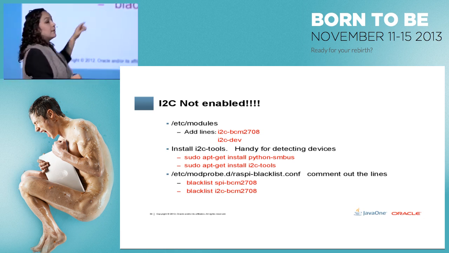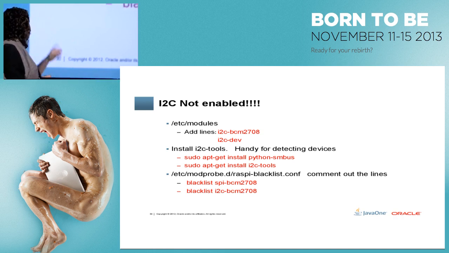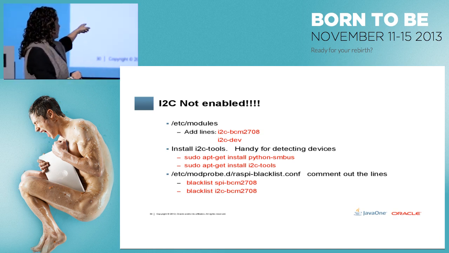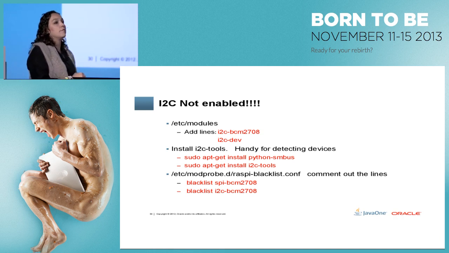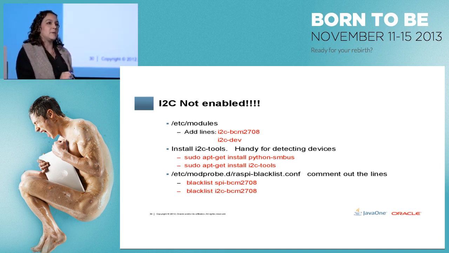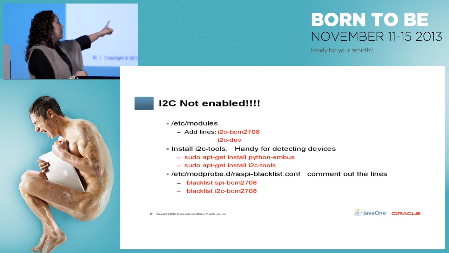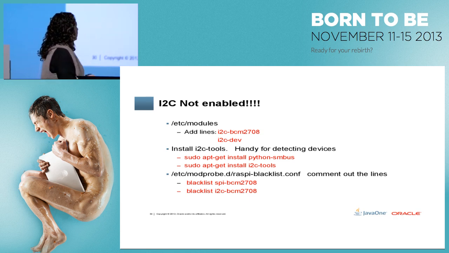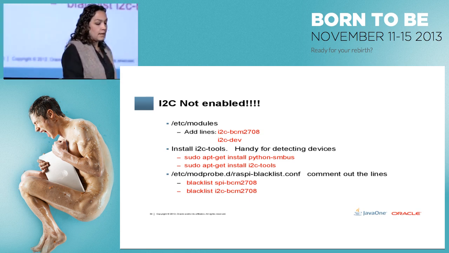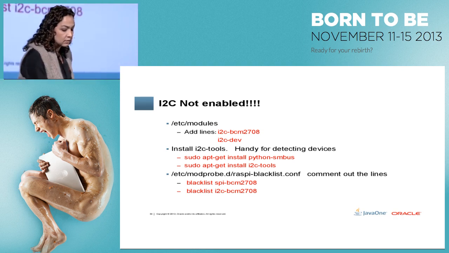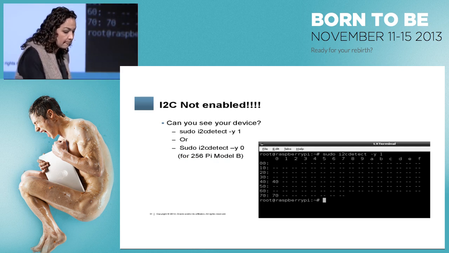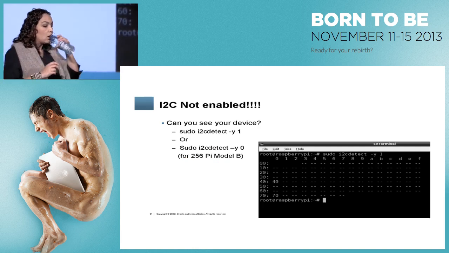Then there is a file for the blacklist. Remember that I mentioned that under /etc/modprobe.d, there is a Raspberry Pi blacklist configuration. If I2C and SPI are there, that means they are not enabled by default, so you have to comment out those lines. Get into the file and take out I2C, and I also took out SPI because I might want to use it too.